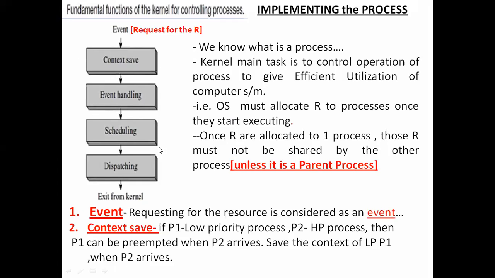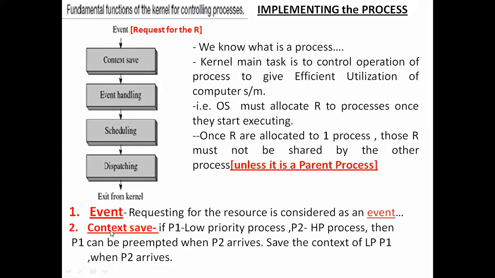I repeat, the heading for this particular figure is fundamental functions of the kernel for controlling the process, also called implementing the process. For this heading, here is the diagram according to the book, which starts with the request for the resource, which acts as an event. So what is an event? Basically, requesting for resources is considered an event, and once the event occurs, these are the steps taken by the operating system in the job of controlling a process.